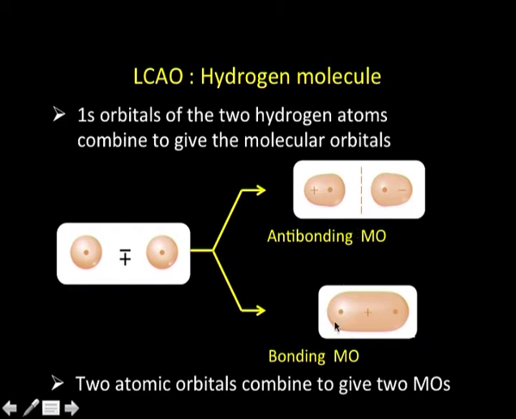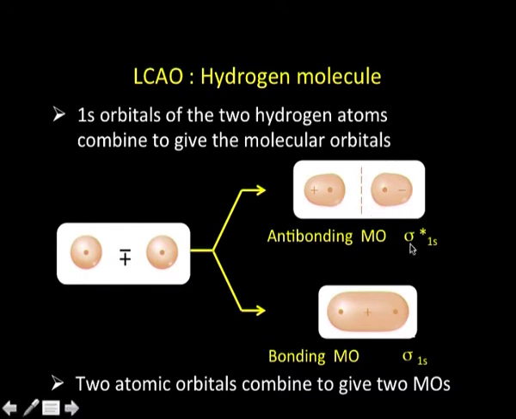Going further, this orbital is given the symbol sigma 1s. Sigma stands for the type of bonding; it is called a sigma bond. A sigma bond will be formed when the two atomic orbitals combine along the internuclear axis. So, that will be a sigma bond over there. This also is obtained in the same fashion.